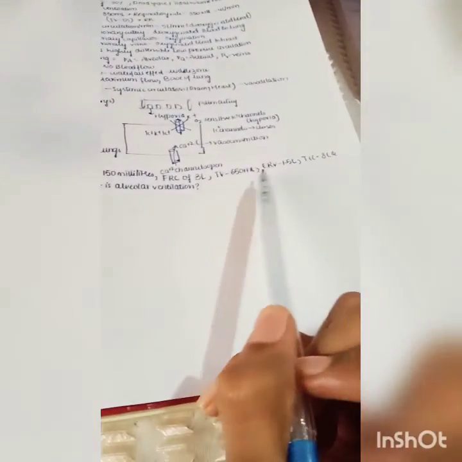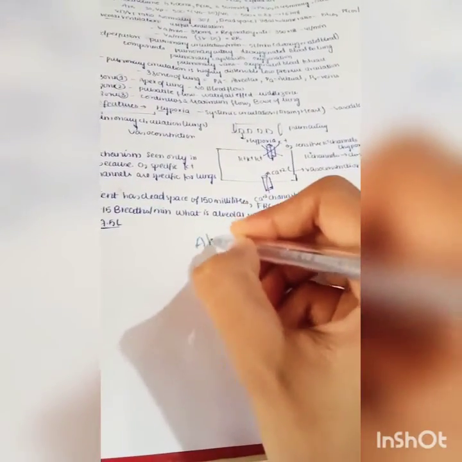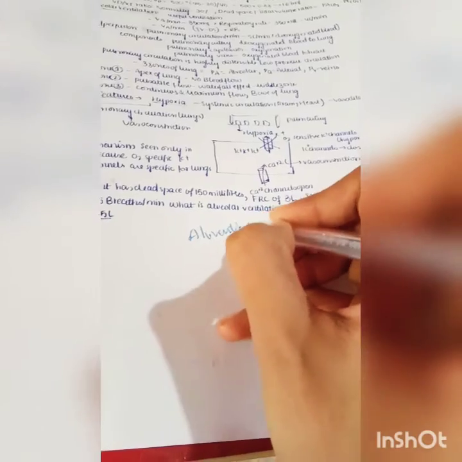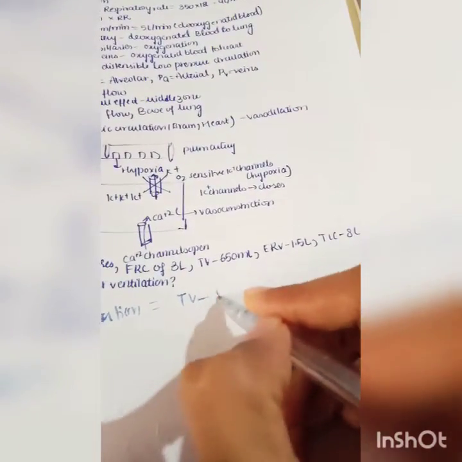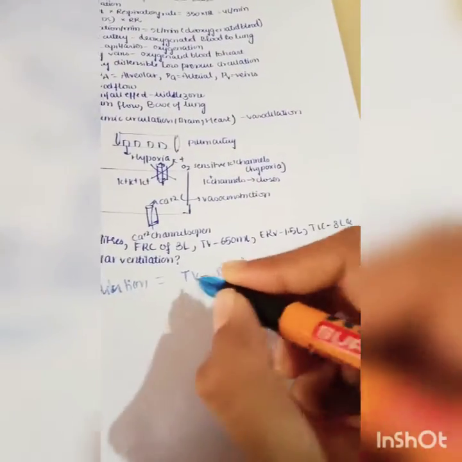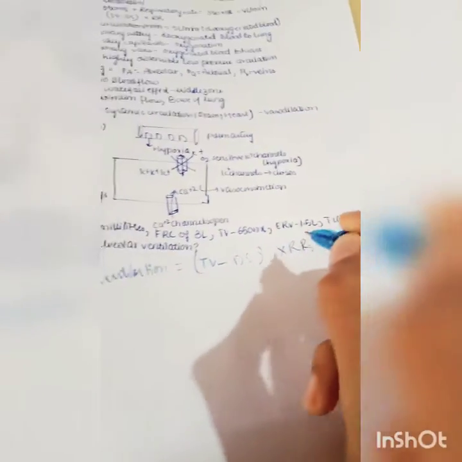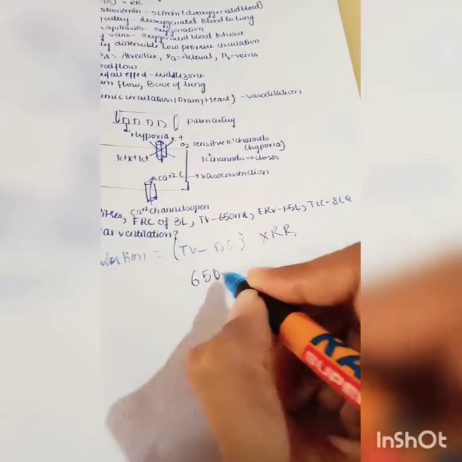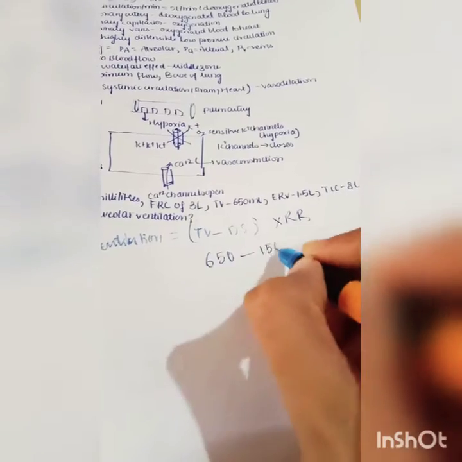So next we have a question. A patient with a dead space of 150 milliliters, FRC of 3 liters, tidal volume of 650, ERV of 1.5, TLC of 8 liters, and respiratory rate of 15 breaths per minute. What is the alveolar ventilation? So we know the alveolar ventilation formula. Alveolar ventilation is equal to TV minus DS into RR. Here the tidal volume is 650. So 650 minus dead space, they have given a dead space of 150 milliliters, into RR.